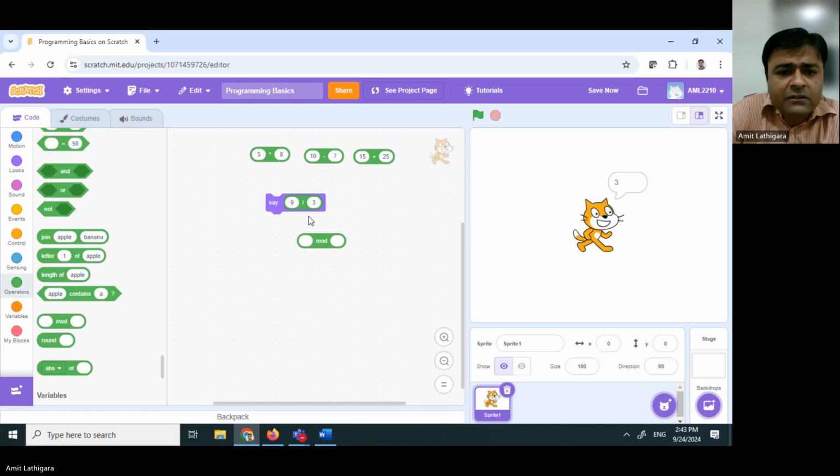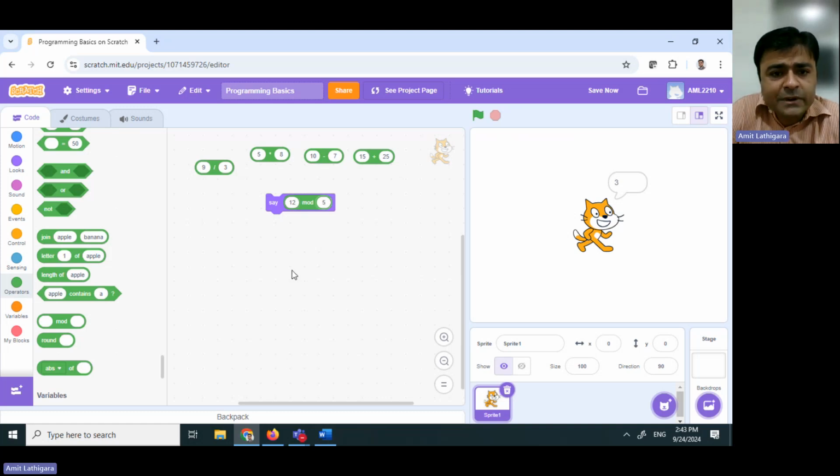And let's have modulus, which also comes in the arithmetic operator. So here let's have 12 and let's have 5. So 5 into 2, so 10, 12 minus 10, remainder is 2. So here remainder is 2, quotient is 2. So this comes under arithmetic operators.